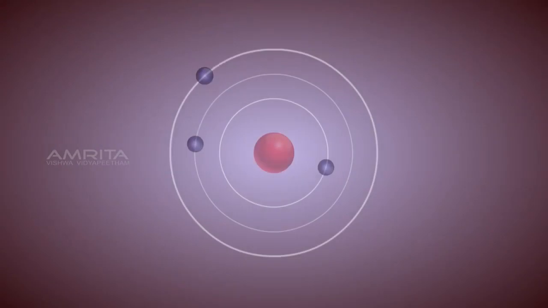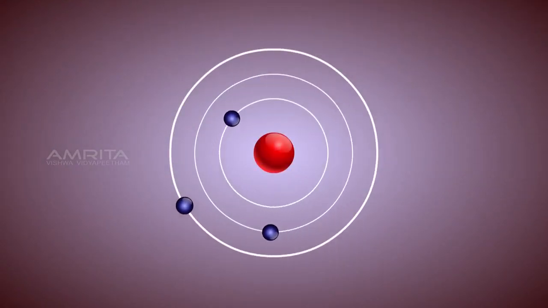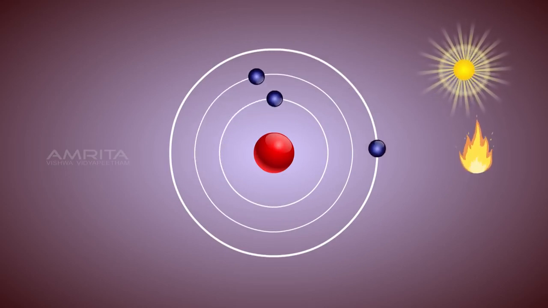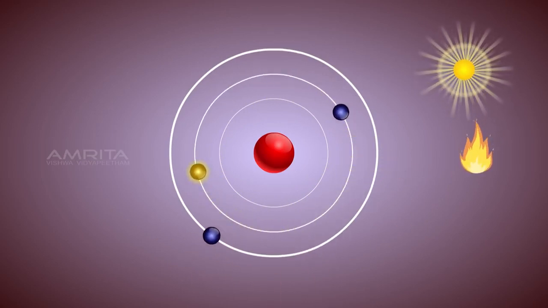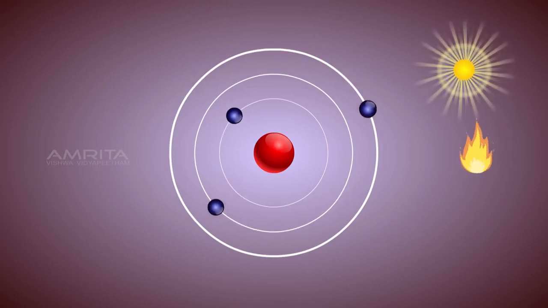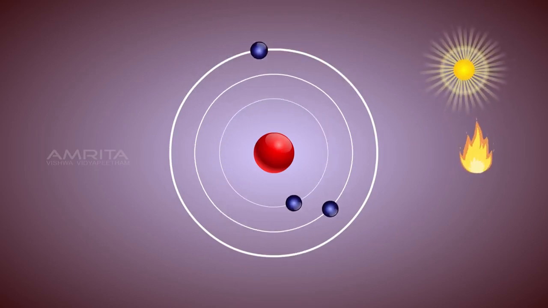Since electrons move in a particular orbit, they do not radiate energy by themselves. What happens instead is when an atom absorbs energy, the electrons get excited and jump into the next higher energy level. The electron can radiate energy and return to its original state or drop down to the next energy level.